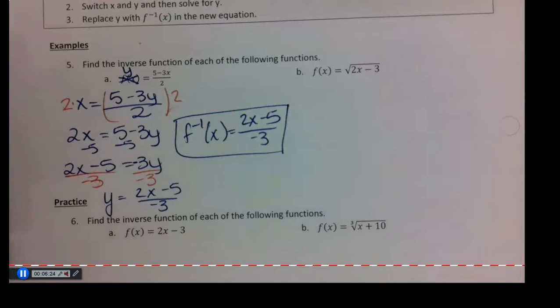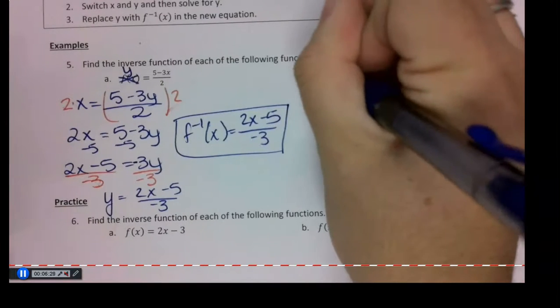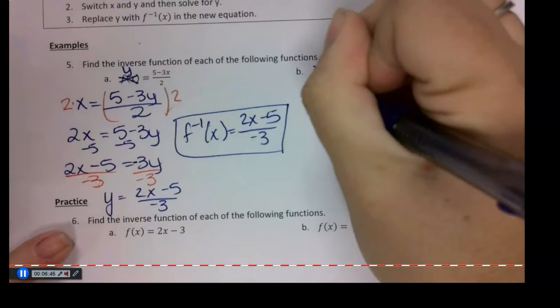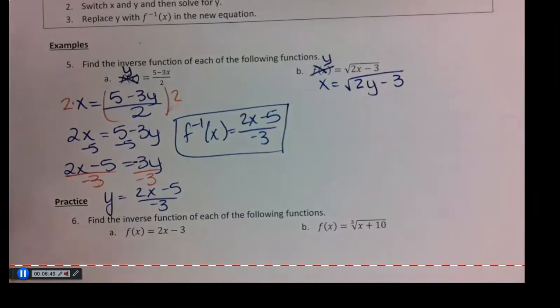Okay. So same thing for b. I want to start off and replace that f with a y. Okay, then I want to switch my x and y, so it's going to become x equals the square root of 2y minus 3.